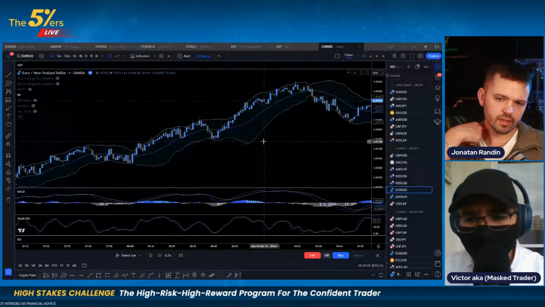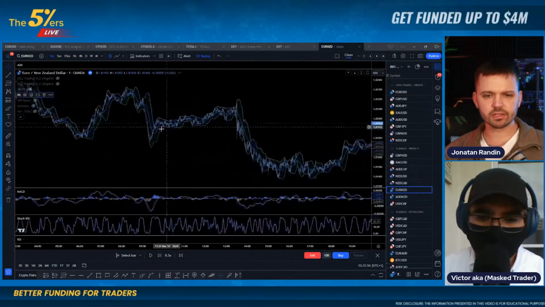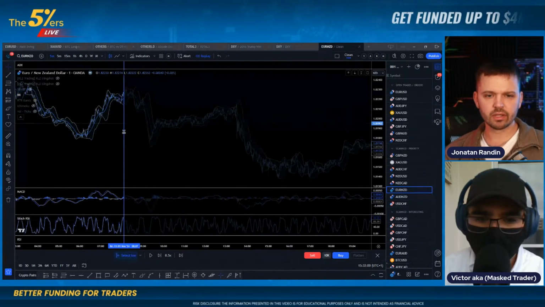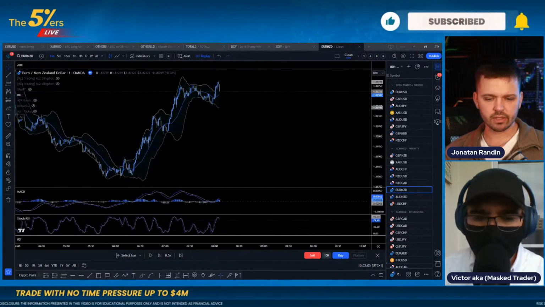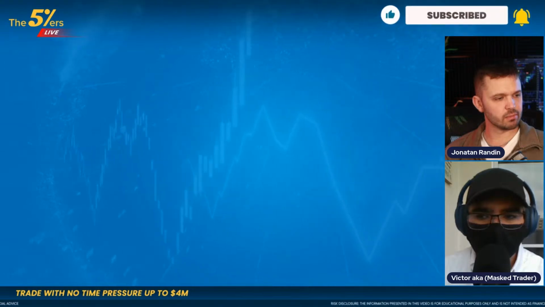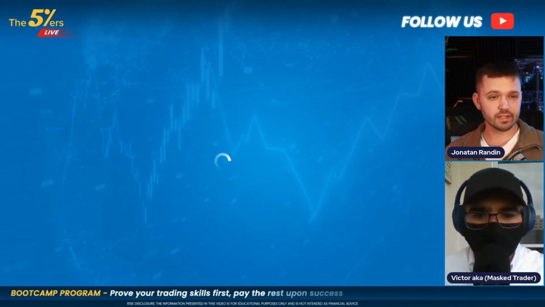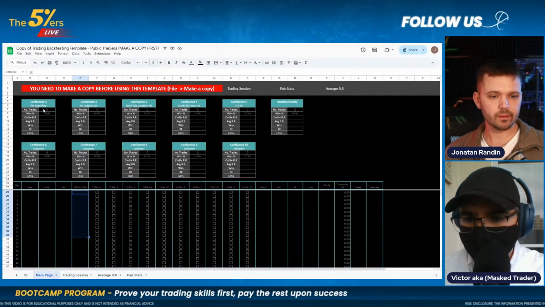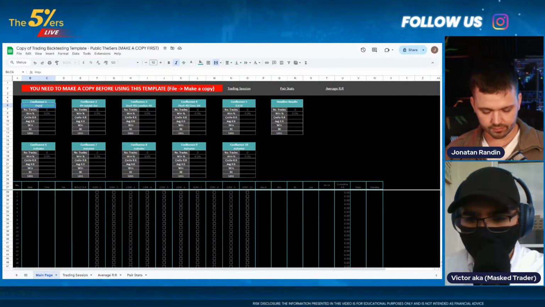I don't know. I think what we can try here first is to just demonstrate how one can use the templates. Let me go back to the template here. I believe that this is the one. Yep. Okay. So we'll do confluence one, which is engulfing.